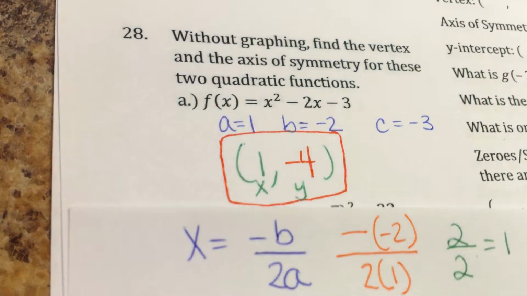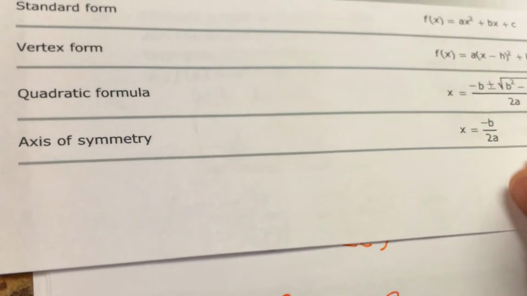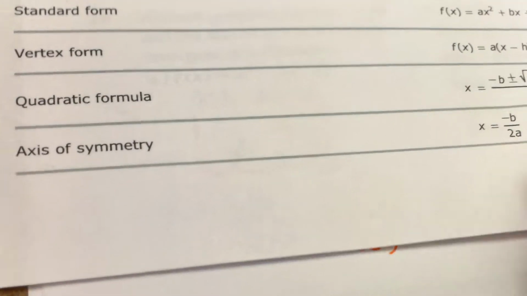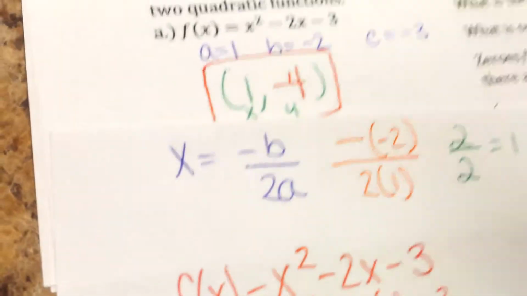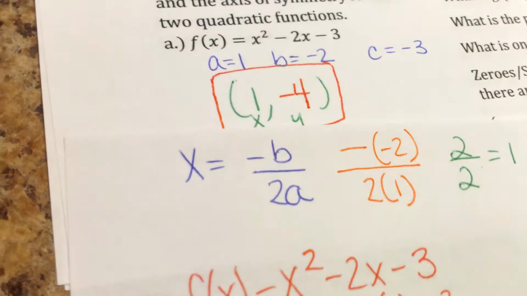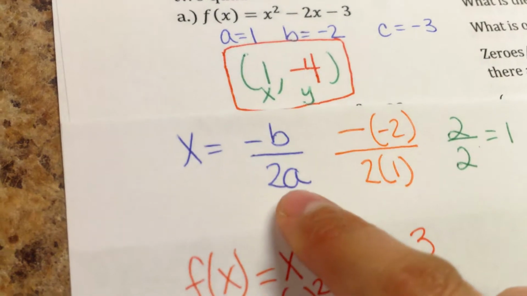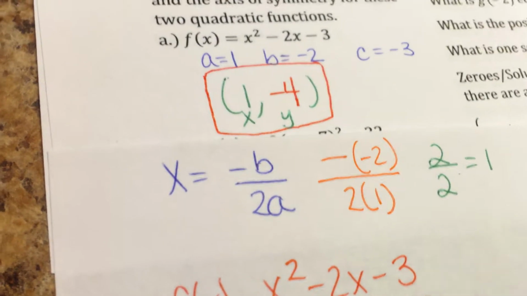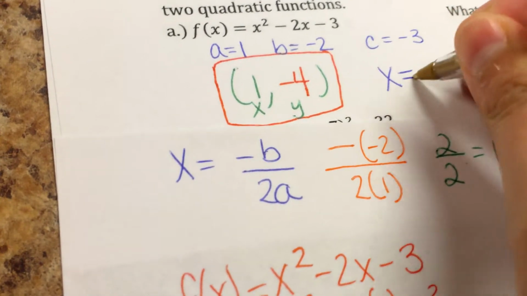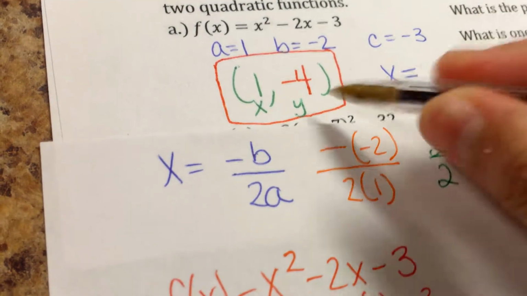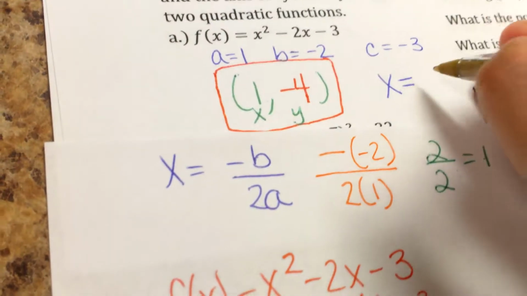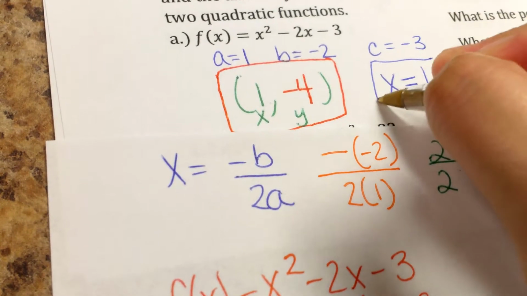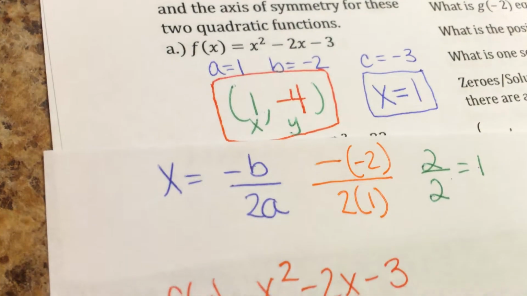Now, to find the axis of symmetry, if we go back to the formula chart, my axis of symmetry is negative b over 2a, which is only the first part of the vertex. Since we already found the vertex, we used negative b over 2a. It's the first part, so my axis of symmetry is x equals 1, the first part of your vertex. That's your axis of symmetry, where it cuts it in half.